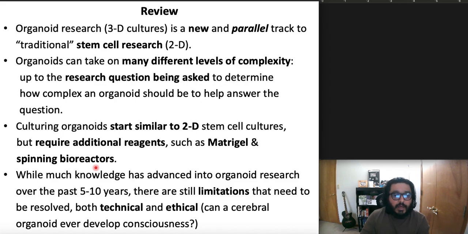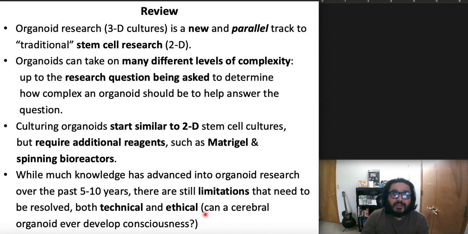Okay. And the last point is, while we have advanced a lot in terms of our knowledge of organoid research in the past decade, 5 to 10 years, there are still many limitations and interesting future directions that this research is taking or can take, both technical, in terms of, let's say, fusion organoids or organ-on-a-chip kinds of things, but also there are interesting ethical questions which I didn't really raise before.